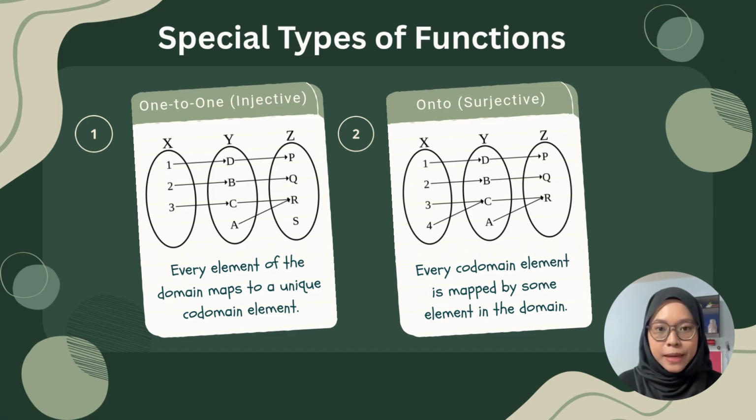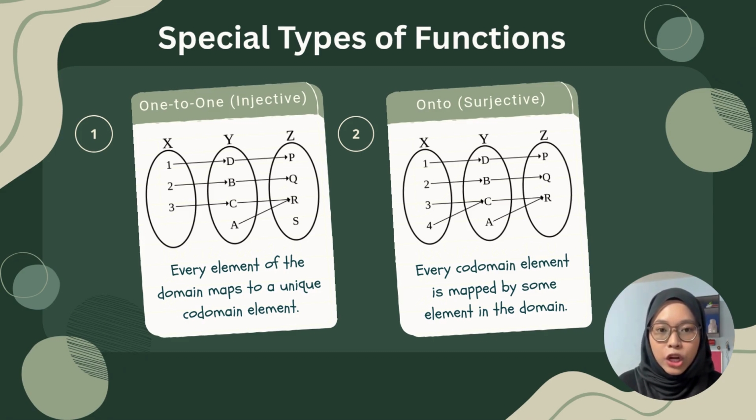Next are the special types of function. There are 3 special types of function we need to understand. First is one-to-one, or we call it injective. Each element in the domain maps to a unique and different element in the codomain, and no two inputs have the same output. The second one is onto, or surjective.